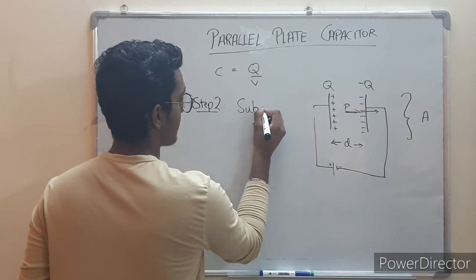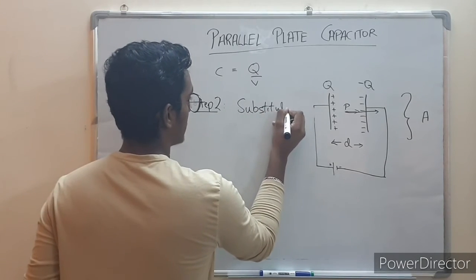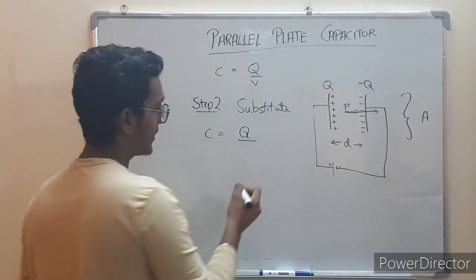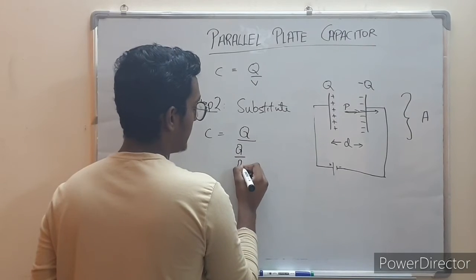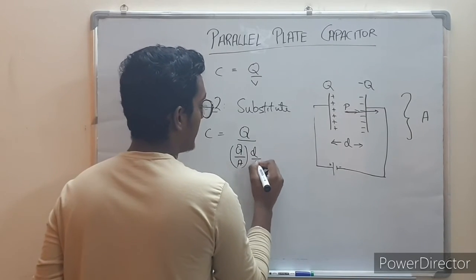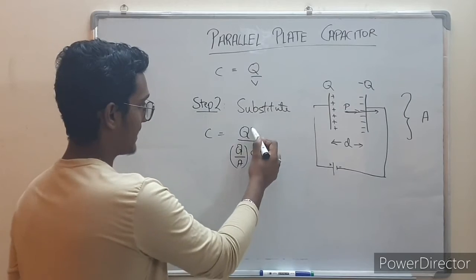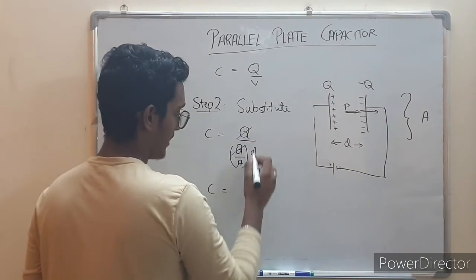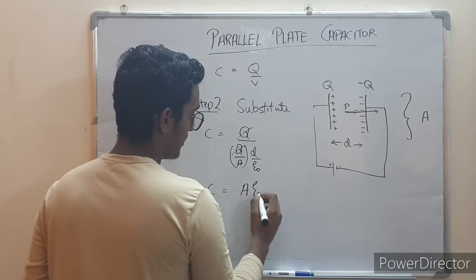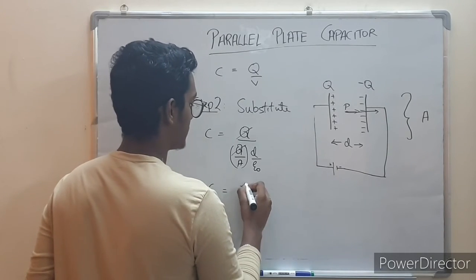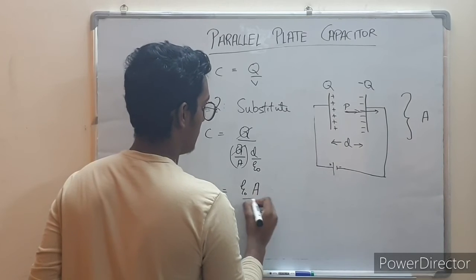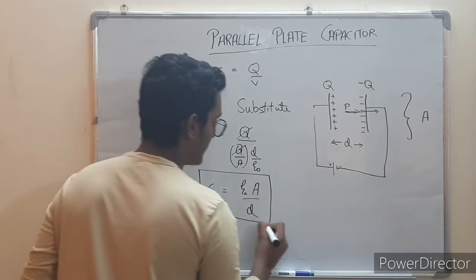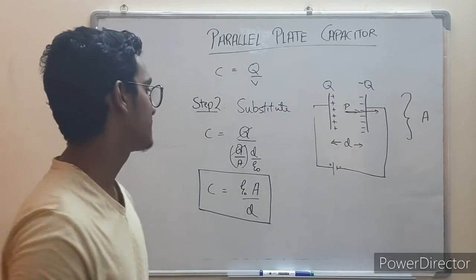Substitute. So now capacitance equals Q divided by V, which we already found, equals Q by A into d by epsilon naught. Cancel off Q, and this is why we changed sigma. So we are left with the numerator reciprocal. I'll write it in the proper way, that is epsilon naught A by d. This is the capacitance of a parallel plate capacitor. This is the final answer.